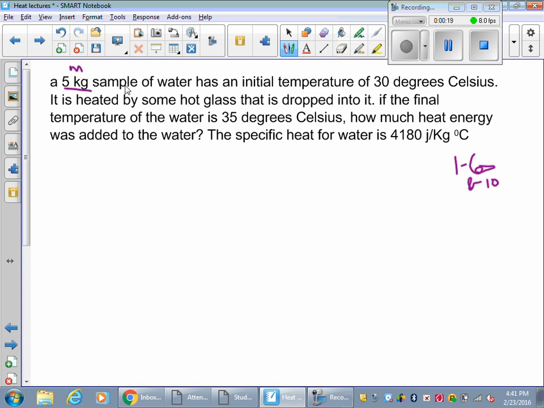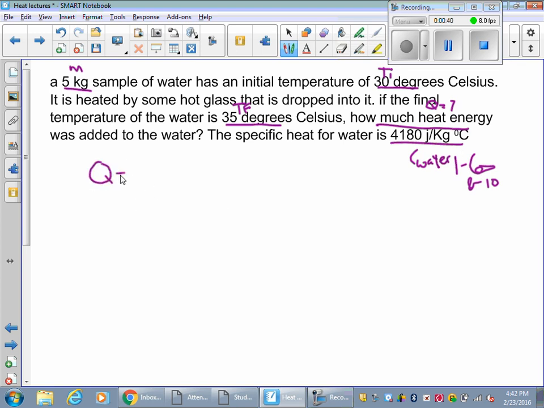5 kilograms, that's mass. Initial temperature of 30 degrees Celsius, T initial. Heated by some hot glass dropped into it. If the final temperature is 35 degrees Celsius, T final. How much heat energy? So we're looking for Q. Is added to water. The specific heat of water is this, C water. All right. So I'm looking for Q.